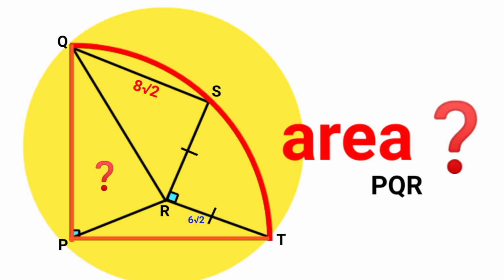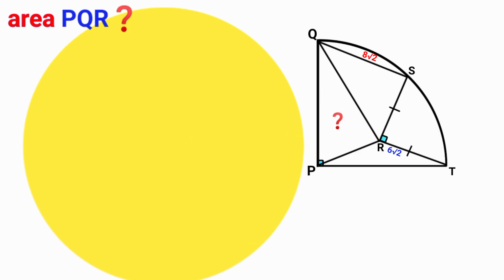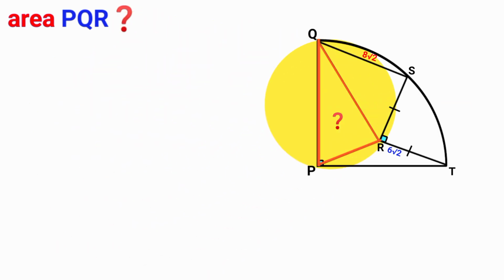This figure PQT is a quadrant. So how can we solve this? How can we calculate the area of this triangle? Well, it is simple. Starting from this quadrant PQT, we know a quadrant is a sector which is enclosed by two radii and an arc. That is, this side PQ and this side PT are radii.